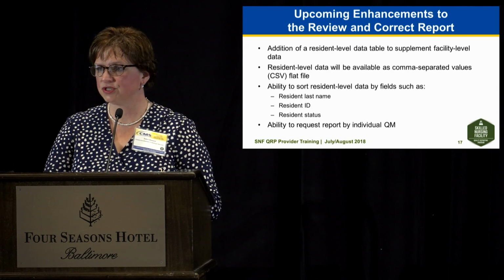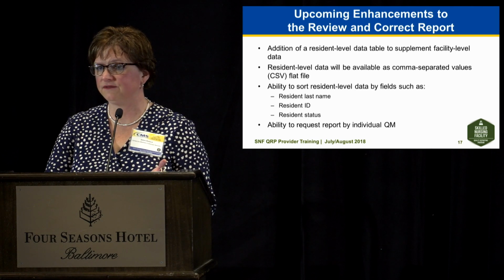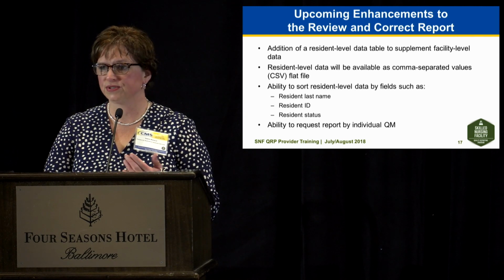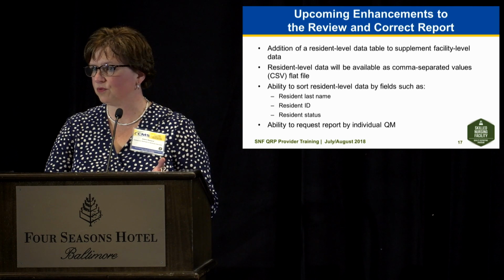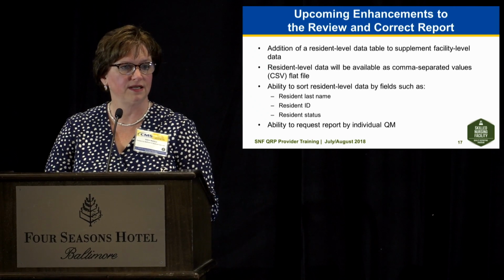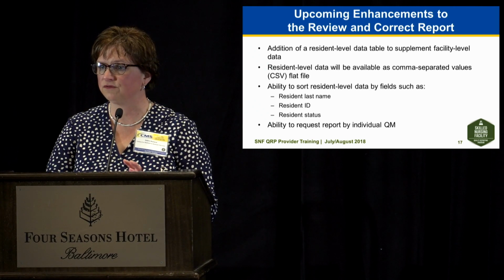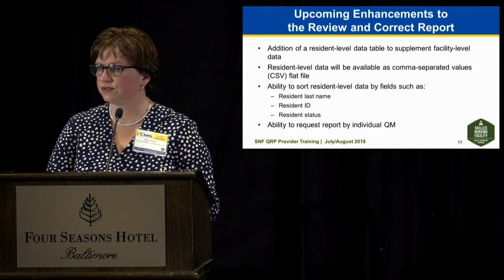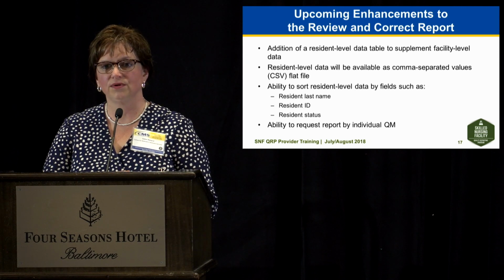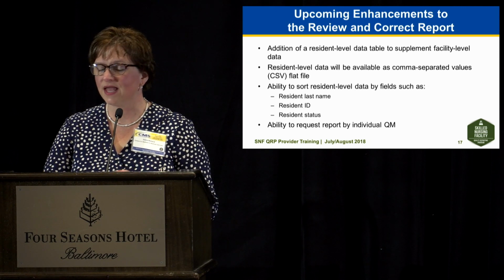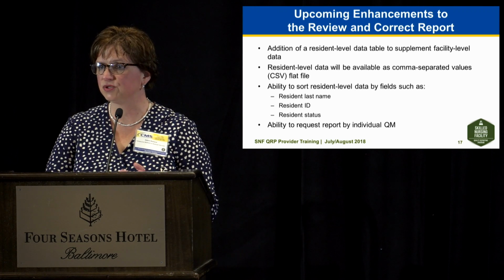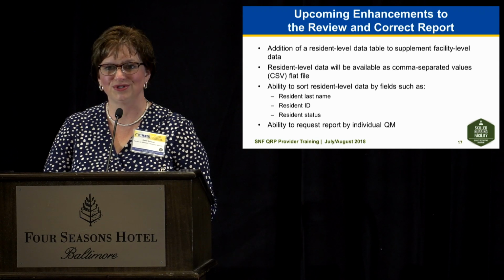In addition to the traditional PDF formatted report that you receive now, beginning in spring of 2019, when you request the review and correct report, you will receive the PDF report, but you will also automatically receive a CSV file, or comma-separated value file, of the resident level results. So there's nothing special that you will need to do to obtain this file. The system will simply create that for you. Having a CSV file will help you have the ability to manipulate the data so that you can view it in a way that's most important to you.